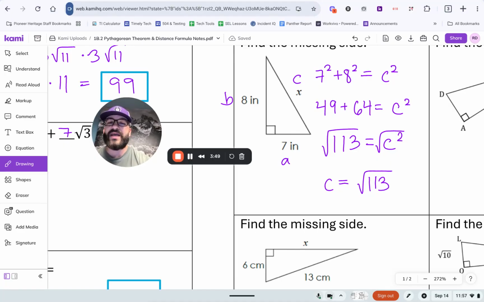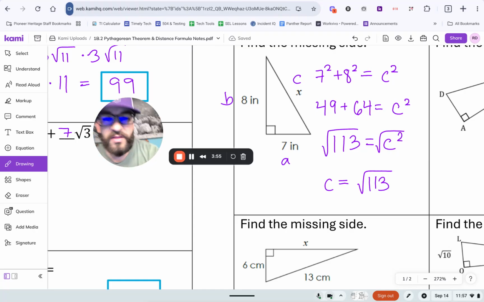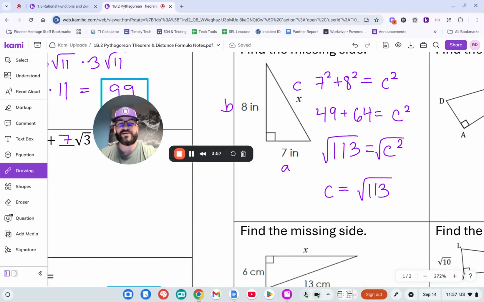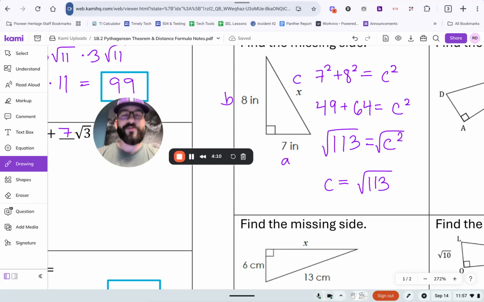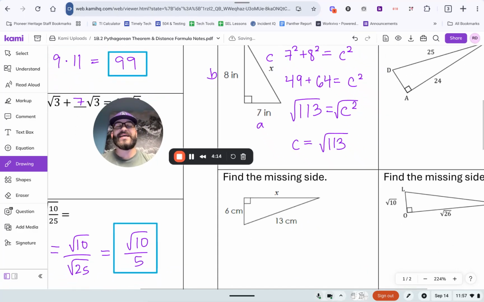So we want to check, is 113 a number that we can actually simplify? And the way to do that is just to think of those factors. So is it divisible by 2? Is it divisible by 3? Is it divisible by 4? To try and get those perfect square factors that we've gotten before. But try as we might, we're not going to be able to find anything with 113 because 113 is actually a prime number. So that is as simple as we can get it, that square root of 113.